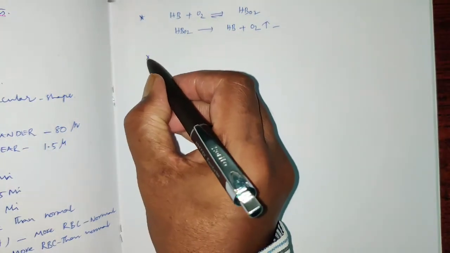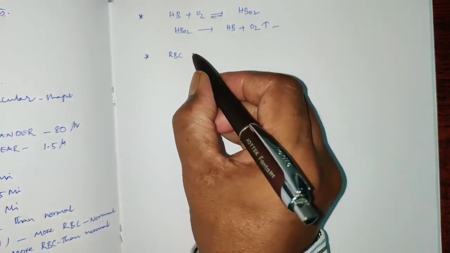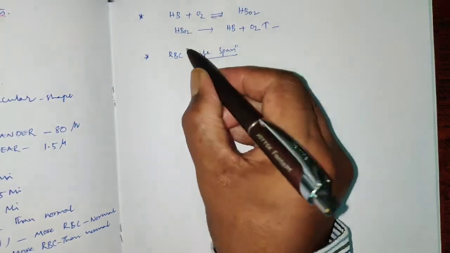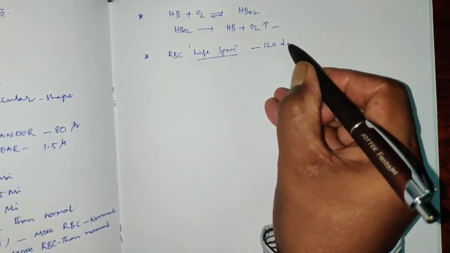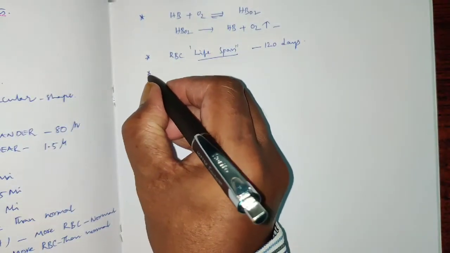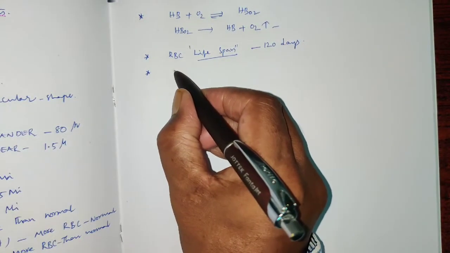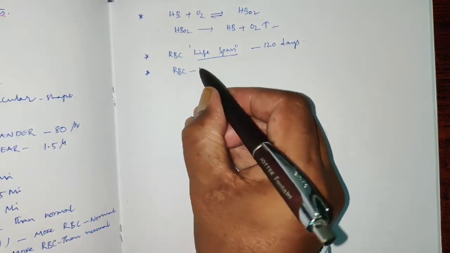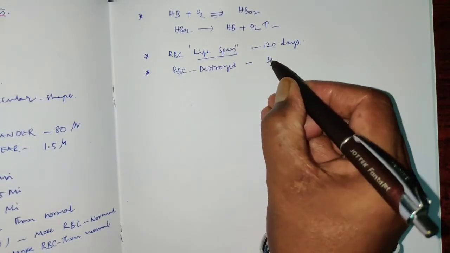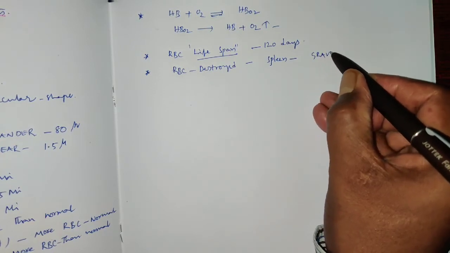Now the lifespan of RBC is 120 days or 4 months. After 120 days, this RBC is destroyed. The red blood cells are destroyed in the spleen. So the spleen is called the graveyard of RBC.